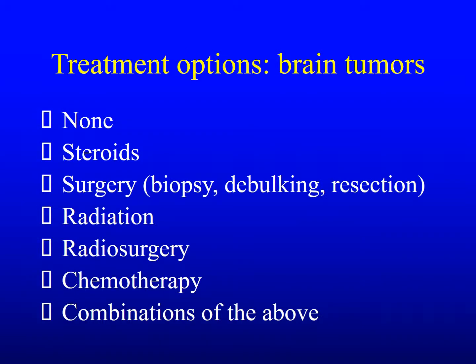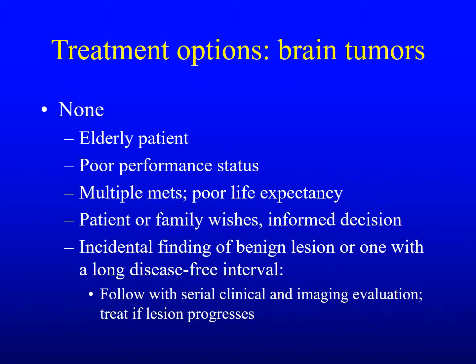So the treatment options for brain tumors: we obviously have none, steroids, surgery, radiation, radiosurgery, chemotherapy, or a combination of all of these. And for no treatment, we usually would suggest that in our elderly patients with poor prognosis and highly aggressive lesions who have a poor life expectancy. And of course, we definitely have to take into account patient and family wishes.